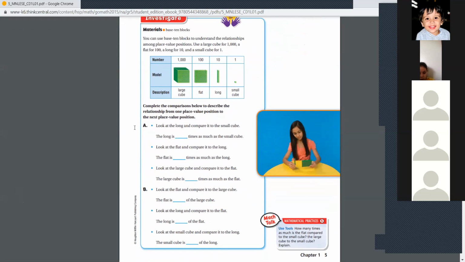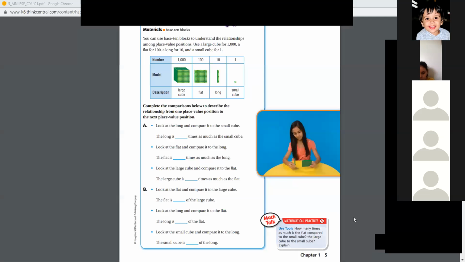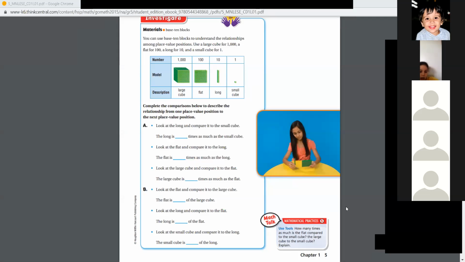Okay. Look at the long and compare it to the small cube. Miss, I can't see anything. It's just a black screen. Everyone, you cannot see anything? No, I can see. No, I can't see. Me too, I see. Miss, I can see. How about now? I can. Can you see now? Yes, I can.